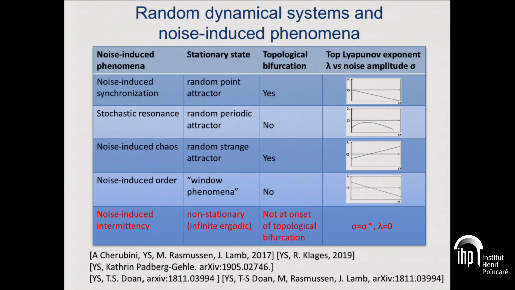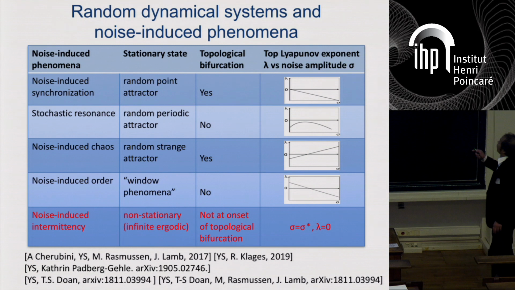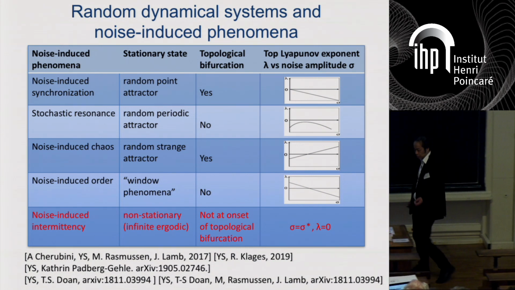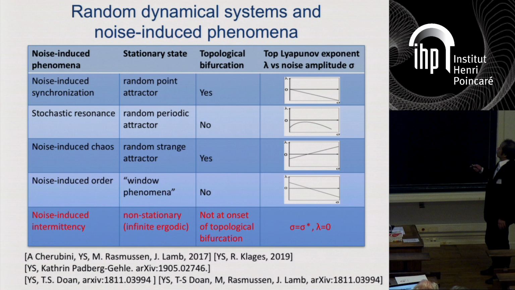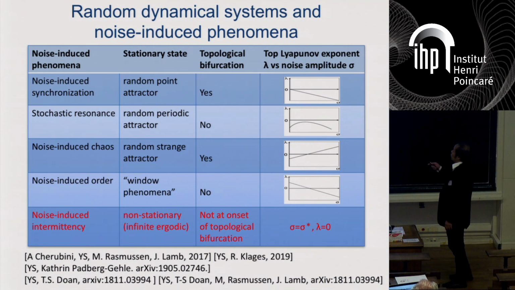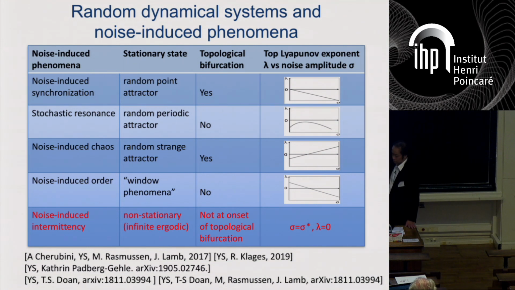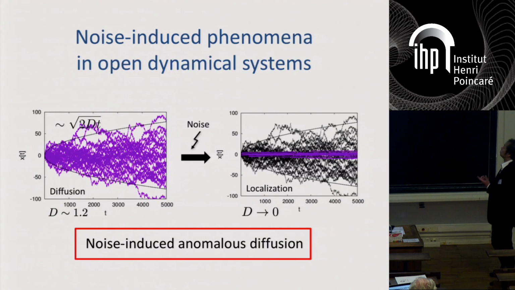For example, noise-induced synchronization is a random point attractor, and there is a topological bifurcation. This is the top Lyapunov exponent of the system as a function of the noise amplitude sigma. Stochastic resonance is a random periodic attractor, and noise-induced chaos is given as a random strange attractor. We will focus on noise-induced intermittency later in this talk. This is also observed in many systems, and we analyze it in the random dynamical systems context. So, in the title, I include these anomalous diffusions.